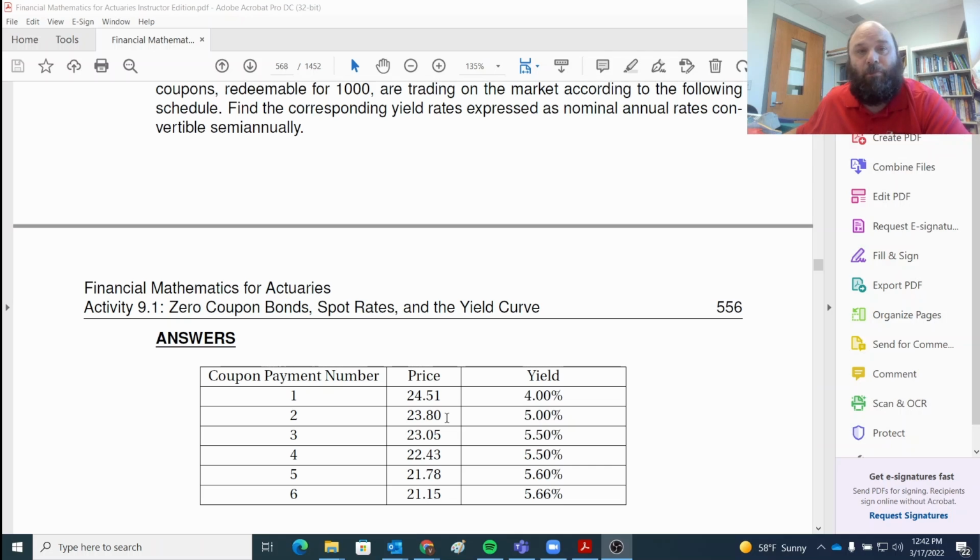Similarly, we've got 23.8, the price to receive 25 in 2 6-month periods. So we solve 23.8 times (1 + i)^2 equals 25. Solve for i, you get 2.5%. So that's an effective 6-month rate. So to get a nominal rate convertible semi-annually, you double it and you get 5%.